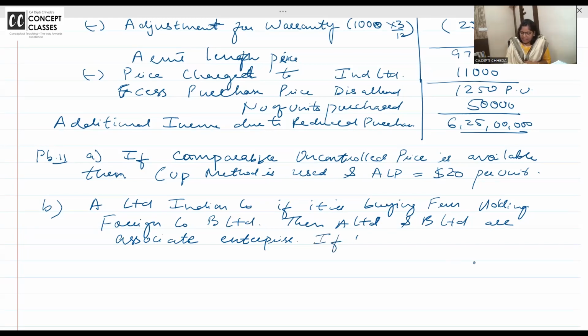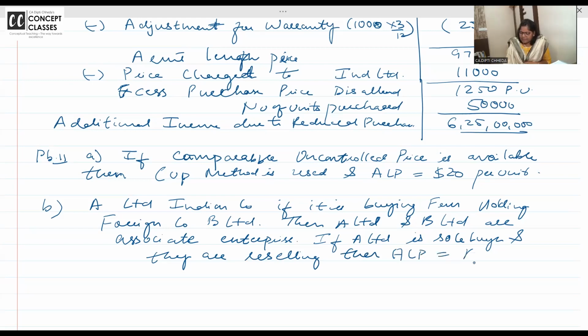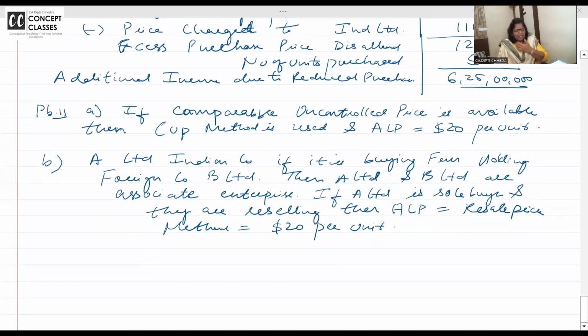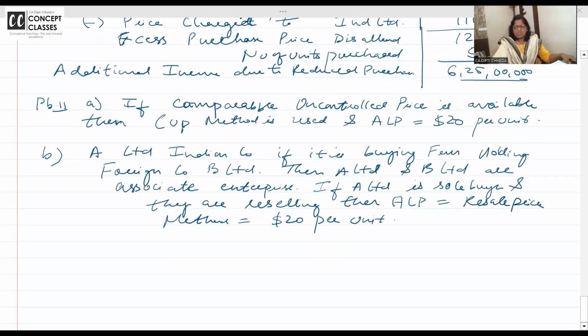Now here they said if A Limited is sole buyer and they are reselling, then arm's length price is resale price method आप use करोगे and that is $20 per unit. Maybe you are buying and then you are reselling. Are you getting? They are asking you two options. So please answer that for both these options, what is the price you will charge?